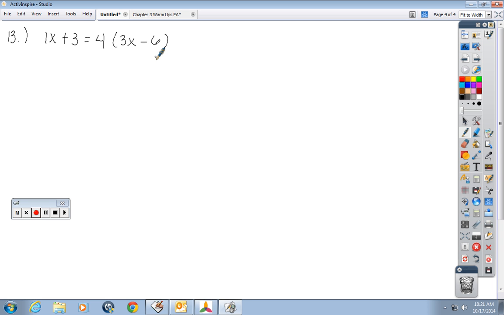What's the first thing I would do here? Distribute. So I'm going to rewrite 1x plus 3 equals, what's 4 times 3? 12x minus, what's 4 times 6? So what would I do next? I've got to get all my x's on one side. You can subtract 12x from each side, but again, I don't want a negative coefficient, so I'm going to subtract 1x from each side. When I do that, I get 3 equals 11x minus 24.